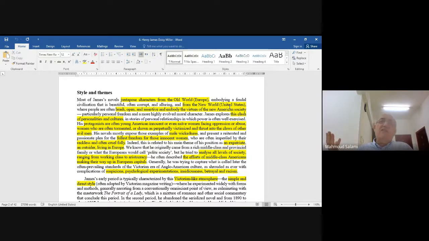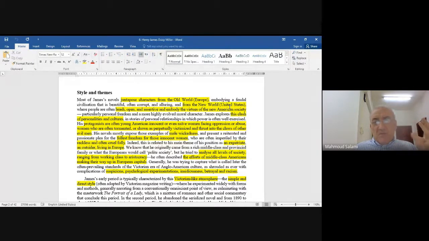That's why Daisy was seen as very open and very free. And this is what I call the clash: a clash of personalities and cultures in stories of personal relationships in which power is often exercised. His protagonists are often young American, innocent or even naive women facing oppression, abuse or mistreatment. Women who are often tormented. That's why later on we shall see the tragedy. This girl suffered because of her openness, and sadly she caught the disease and died. It's an indirect torment, or she is shown as perpetually victimized and thrust into the claws of other evil men.